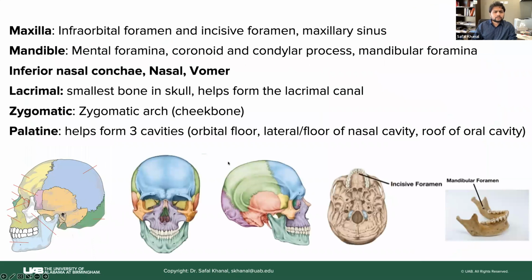Now, some important structures in these bones: the maxilla has the infraorbital foramen for the passage of infraorbital nerves. It also has the incisive foramen. It is located on the hard palate, just at the roof of the mouth. And this is for the passage of the sphenopalatine artery and nasopalatine nerves.